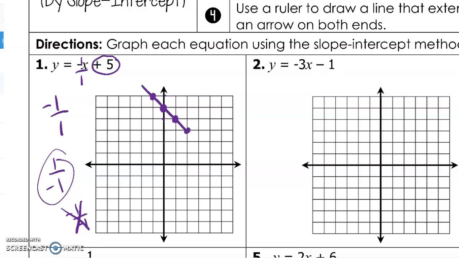Then you're going to use your ruler to connect them to make your straight line and put your arrows on the end. Again, put your arrows on the end to make sure it does make a line. If you would have counted the wrong direction, let's say you went up and over this way, let me use the highlighter. If you would have gone this way and this way, then your line would have been going up instead of down.